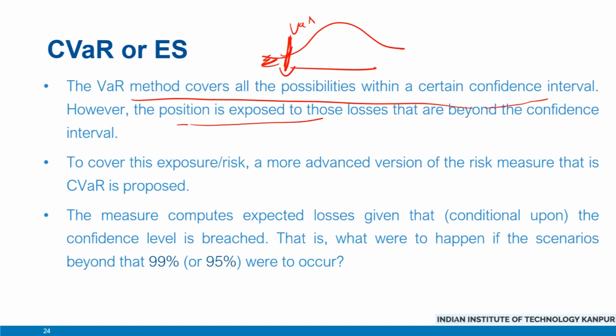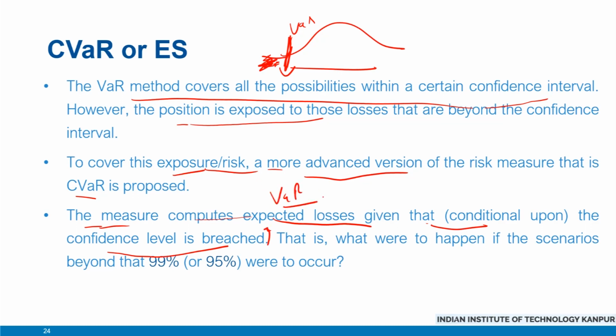But here, we also look at that tail region. So we are more interested in the tail region. That is, if these extreme scenarios were to materialize, what would be our losses? And to cover this kind of exposure, the extreme tail losses, a more advanced version of risk measure, that is CVaR or conditional VaR or expected shortfall, is proposed. This measure computes expected losses given that, or conditional upon the fact that, the confidence level is breached. In mathematical terms, that means your losses exceed your VaR level.